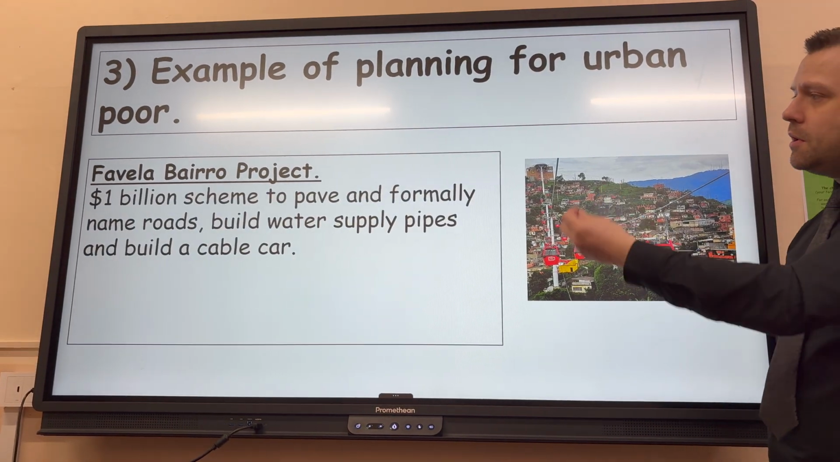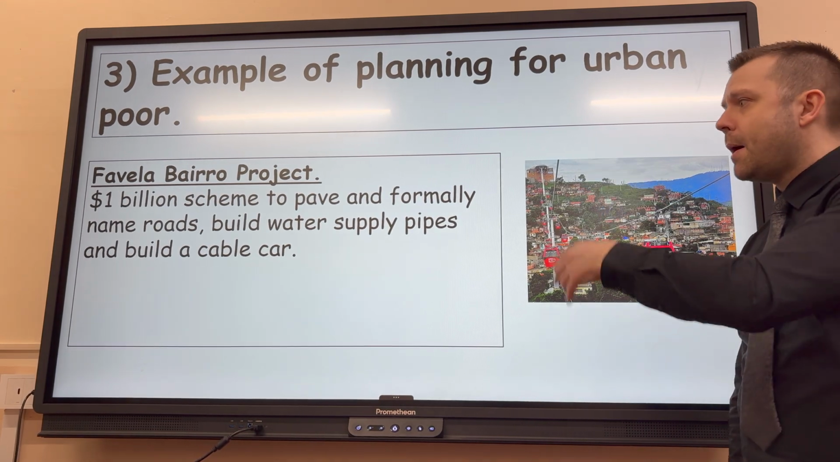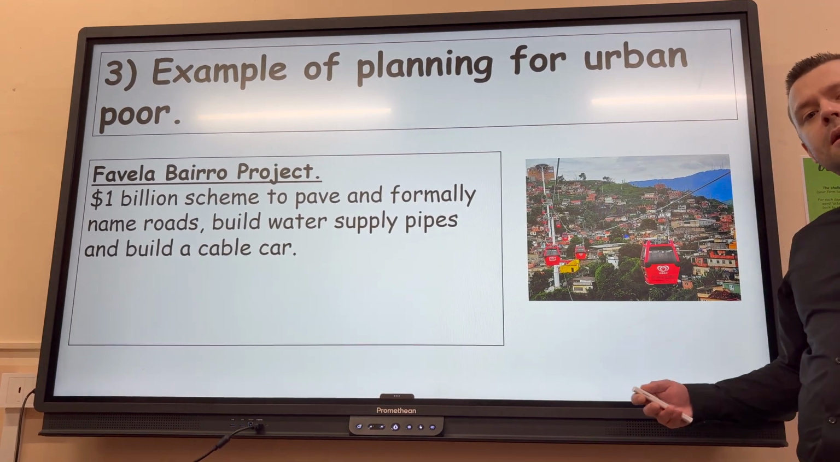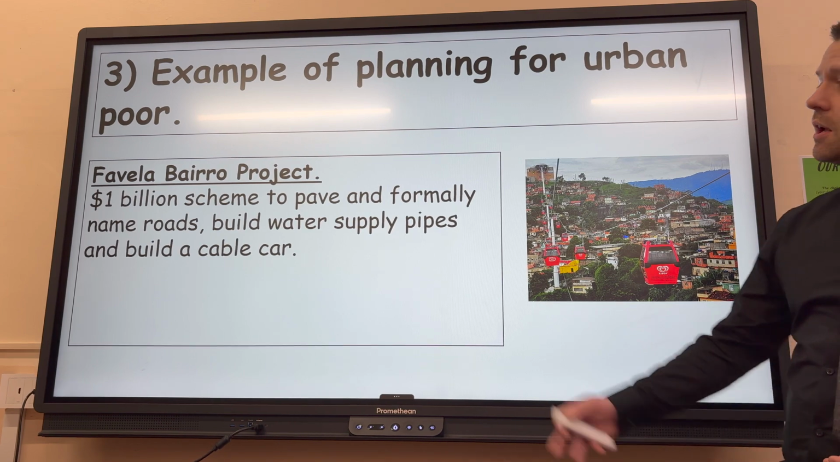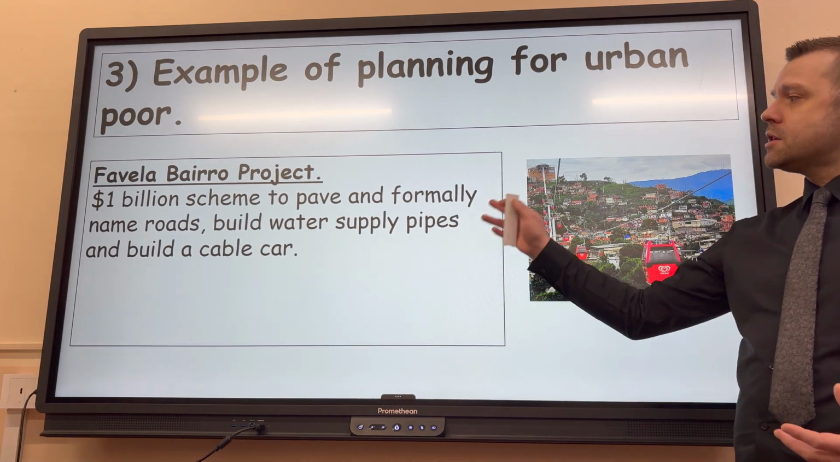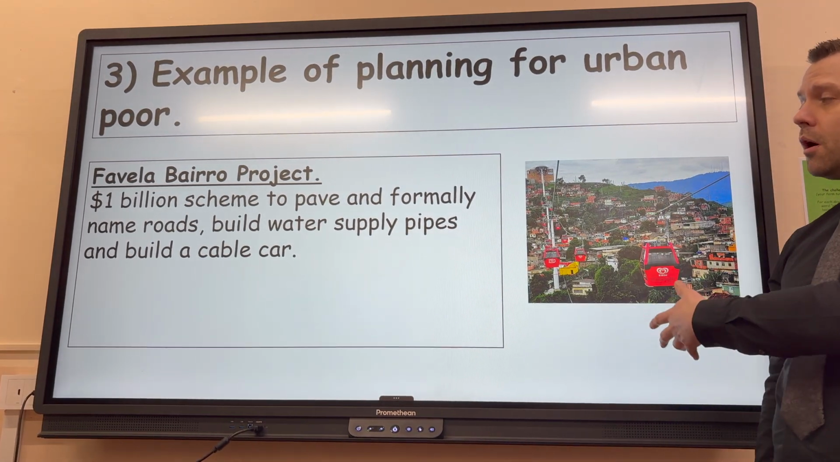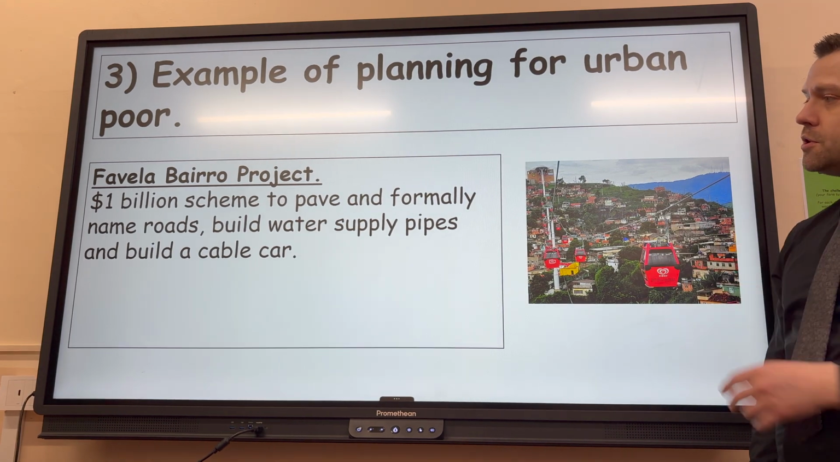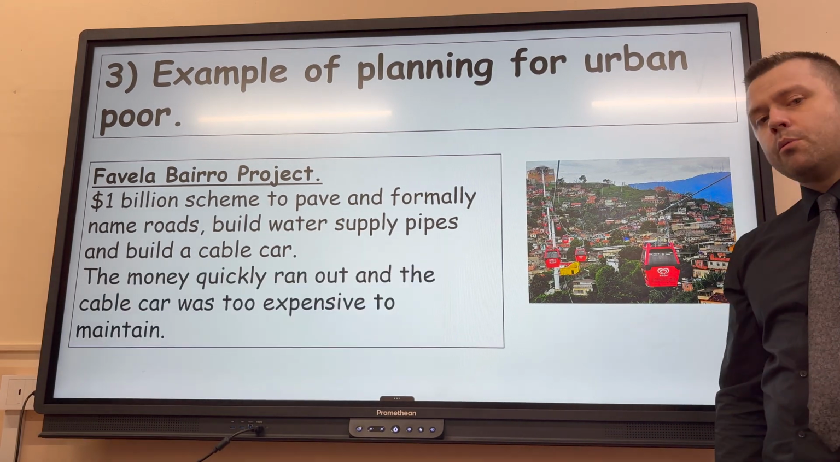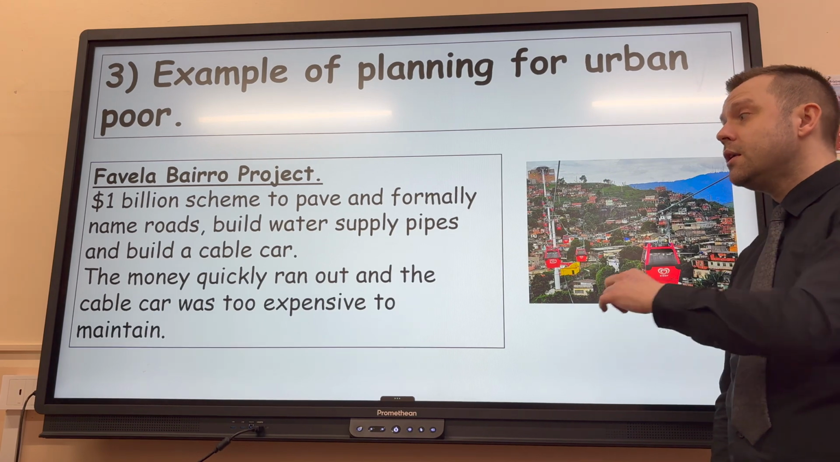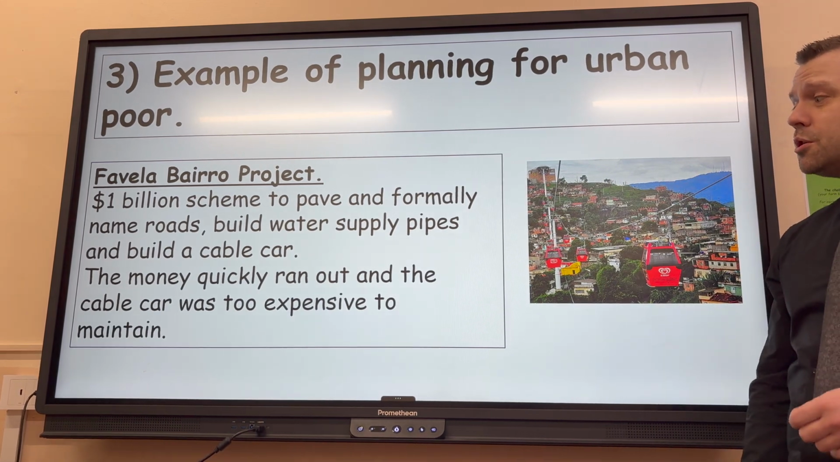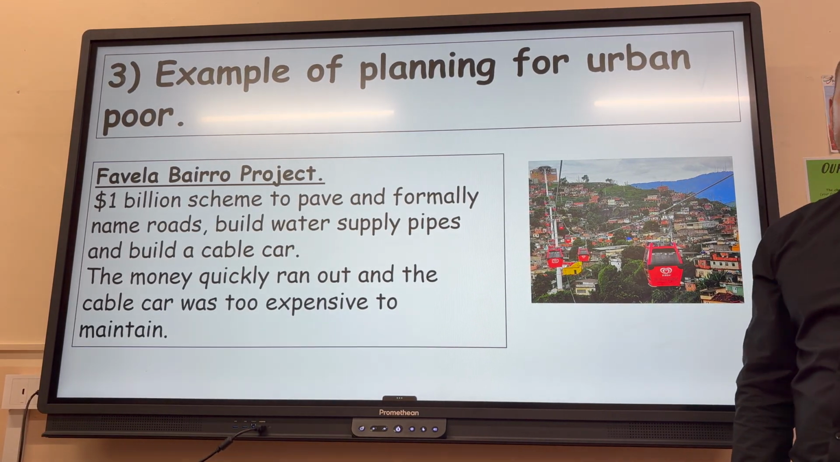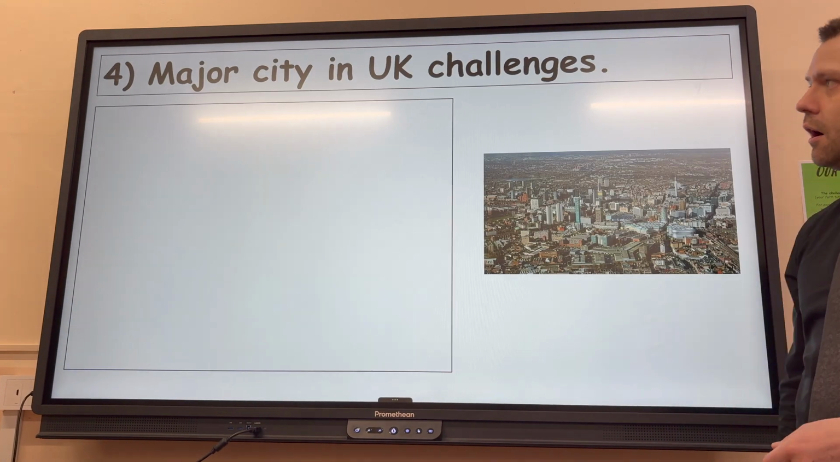Now, the scheme involved $1 billion, and they paved and formally named roads, so people had an identity, they had an address. They also built water supplies, and they built a cable car as well to help with the movement around the favela. However, when we were evaluating, the money quickly ran out, and the cable car was too expensive to maintain. After the Olympics and the World Cup, they turned it off.